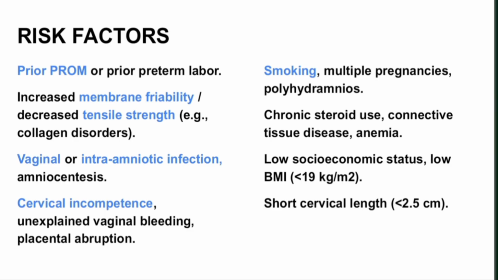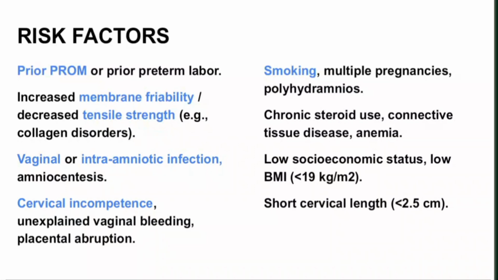A previous history of premature rupture of membranes or previous history of preterm labor can predispose a woman to having premature rupture of membranes. The other risk factor is increased membrane friability and decreased tensile strength in certain conditions which affect collagen formation, so we have collagen disorders. The other thing we can talk about is vaginal or intra-amniotic infection, such as certain bacteria such as E. coli, group B streptococcus, and so on and so forth.